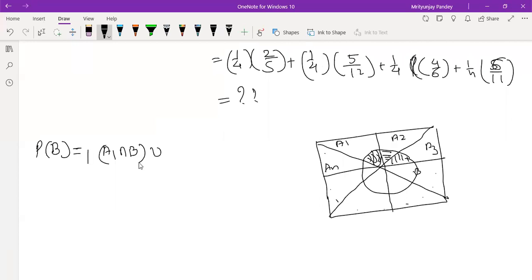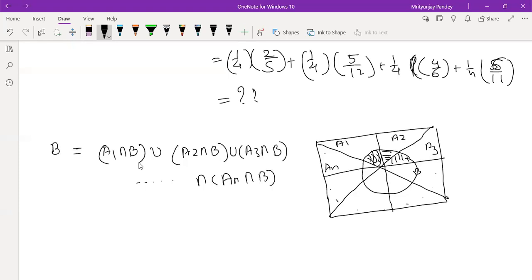but in terms of probability you can write plus. First of all you write in terms of sets and then convert into probability. The second portion is A2 intersection B, union A3 intersection B, and so on, union An intersection B. So this is your total set of B. If you write in terms of probability, you already know that P of A union B is nothing but P of A plus P of B, if A and B are disjoint.